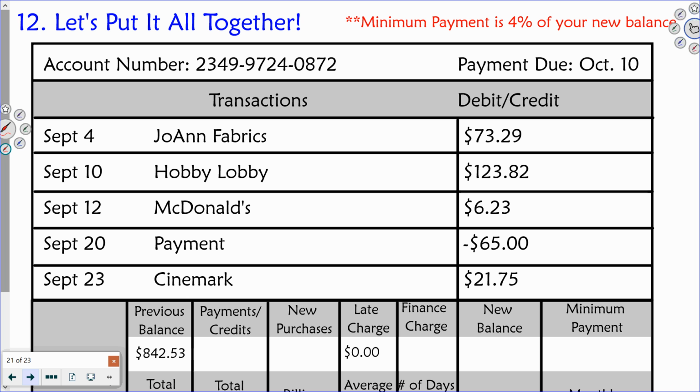I took that away from how much I owe, right? That's why I'm subtracting payments. And normally we think about payments as adding, but I'm taking it off of how much I owe. So payments and credits is 65.